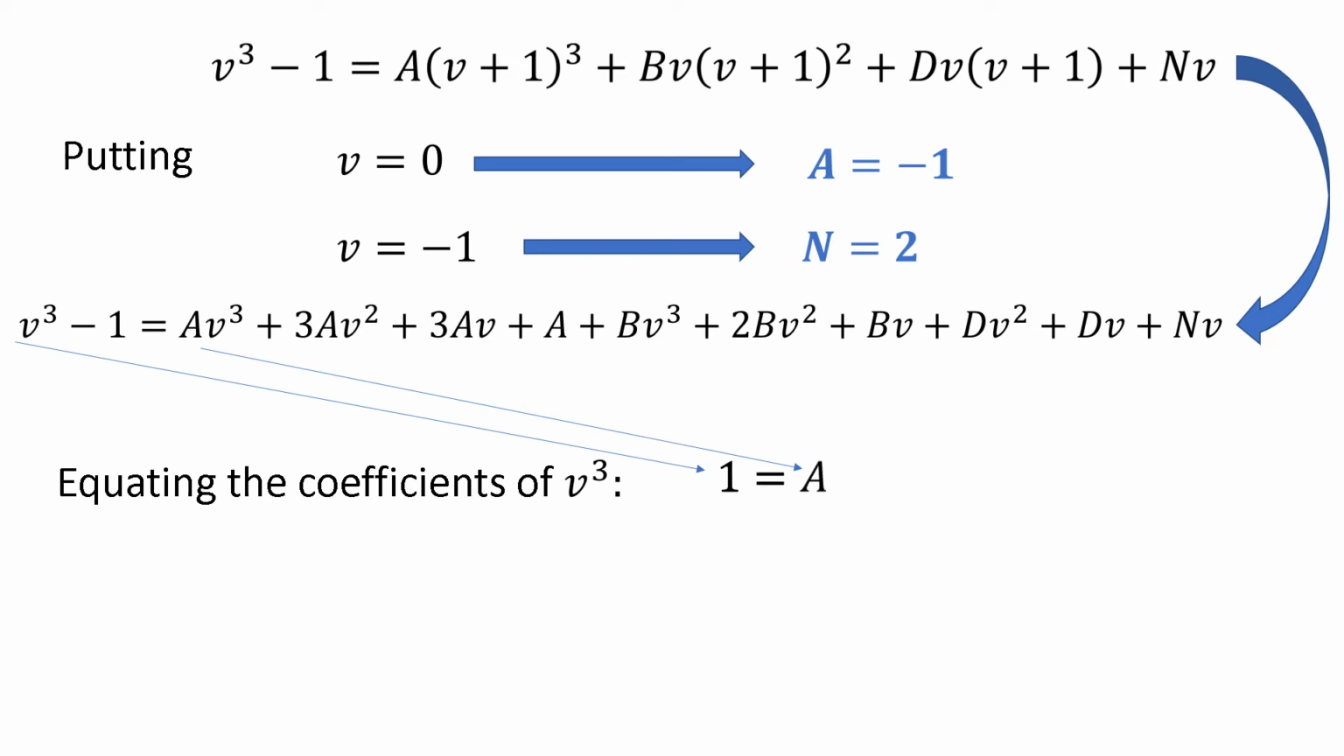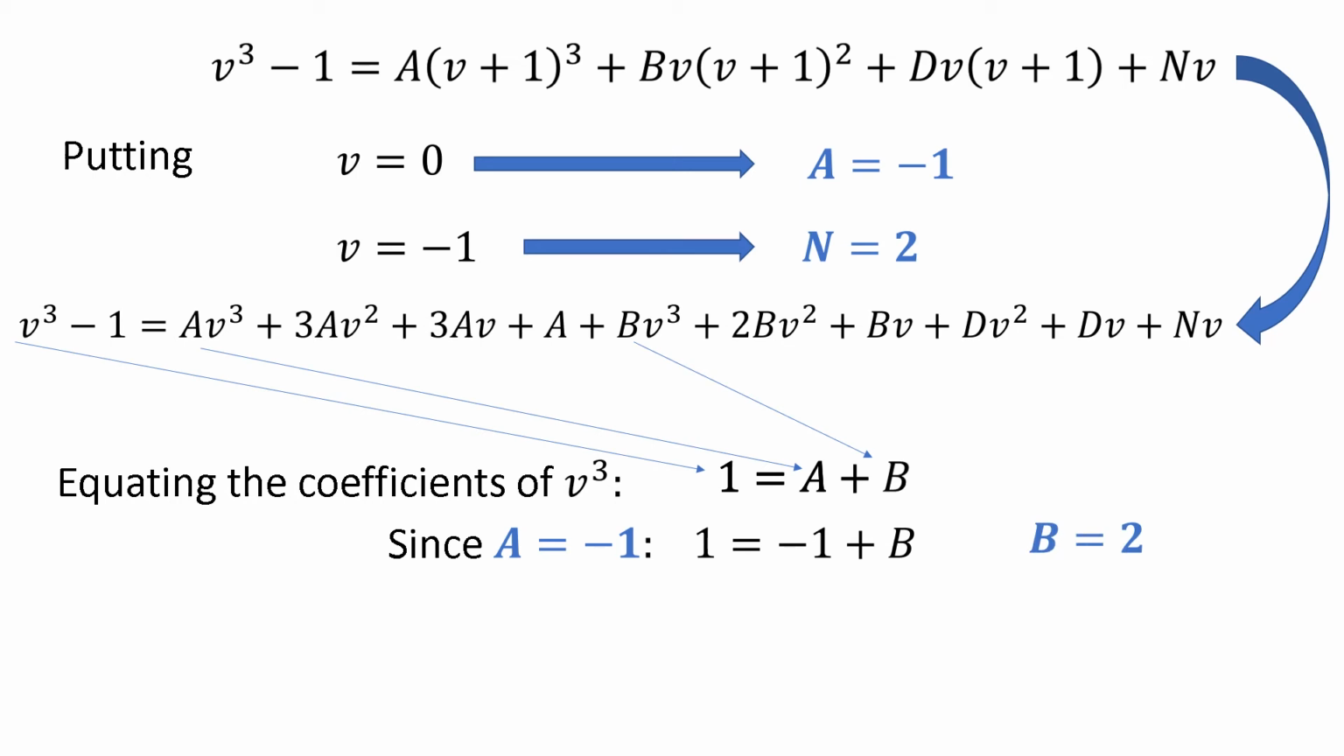So that will be equal to A plus. And if we look for another v cubed, we could see that we have B as a coefficient, so we complete our equation. Since we know that A is equal to -1, we substitute that into the equation. So we get 1 is equal to -1 plus B. Here, we could solve for the value of B. B is equal to 2.